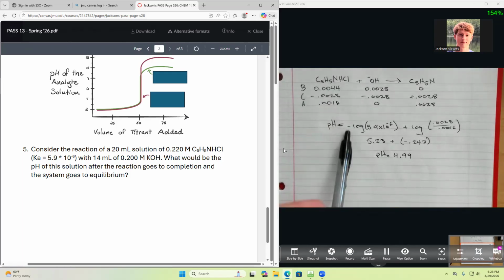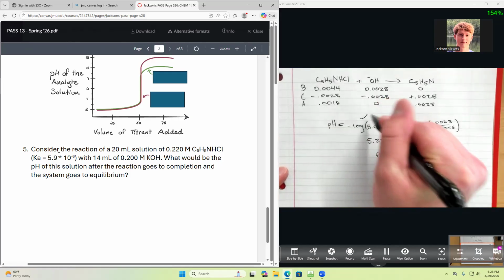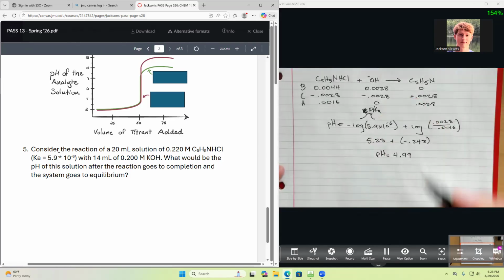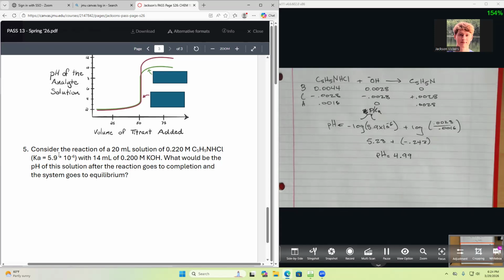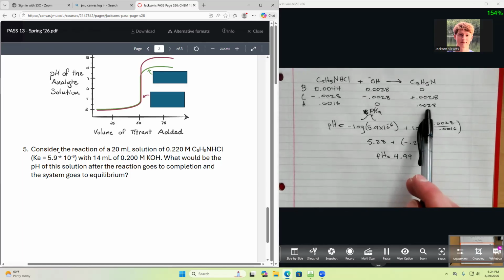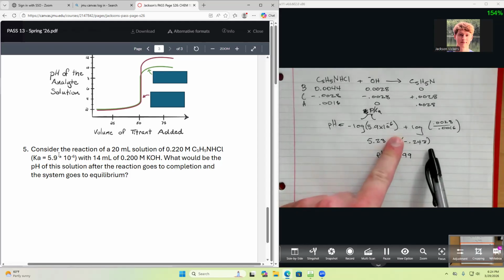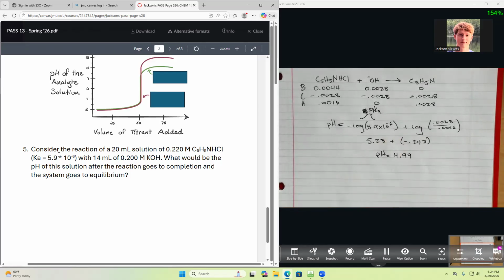So that looks like this: pH equals negative log of the Ka to get pKa. This is the pKa here, plus log of base over acid. So this is an important step. A lot of times people mess up what goes in the numerator versus the denominator. This is the base component of our buffer, so this has to be in the numerator, and this has to be in the denominator. It ends up being 5.23 as the pKa plus log of this value, which is a negative value. So it's really 5.23 minus 0.243. And that rounds to about 4.99.